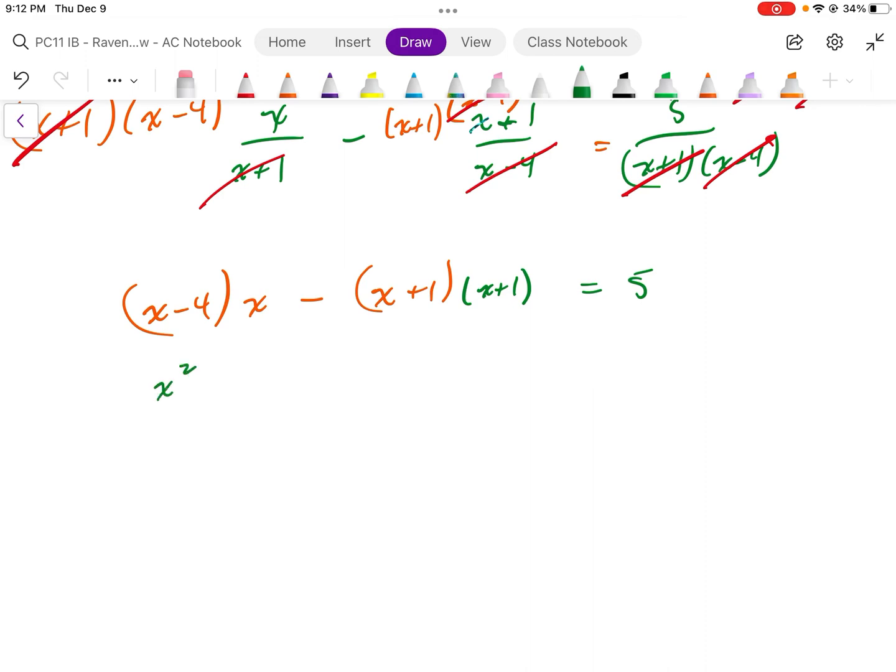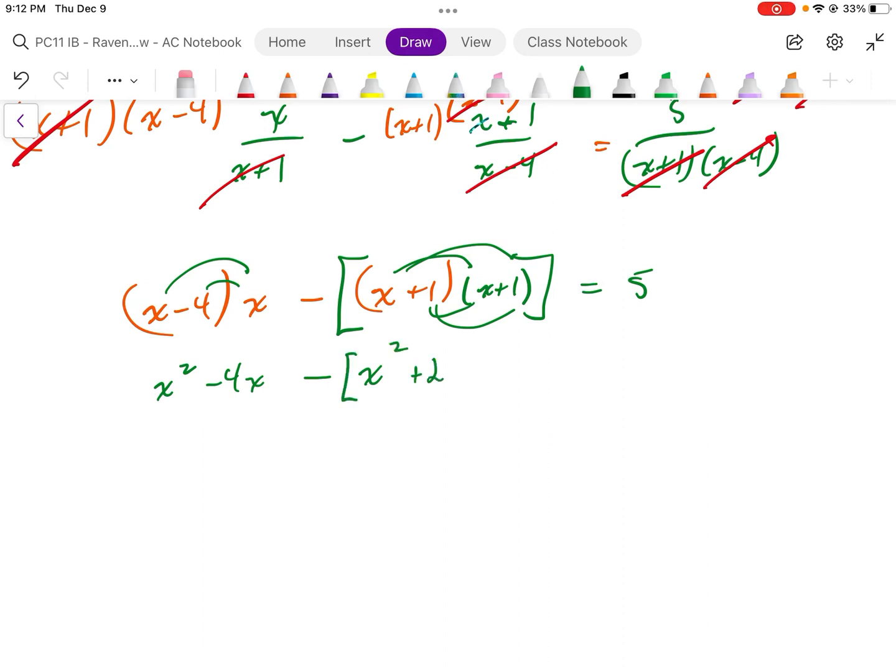So this is x squared minus 4x minus, I better be careful. I'm going to put this in brackets and evaluate what's in the brackets first because I need to multiply before I subtract. (x + 1) times (x + 1) is, so we need to FOIL this out. So that's x squared plus 2x plus 1, is equal to 5.